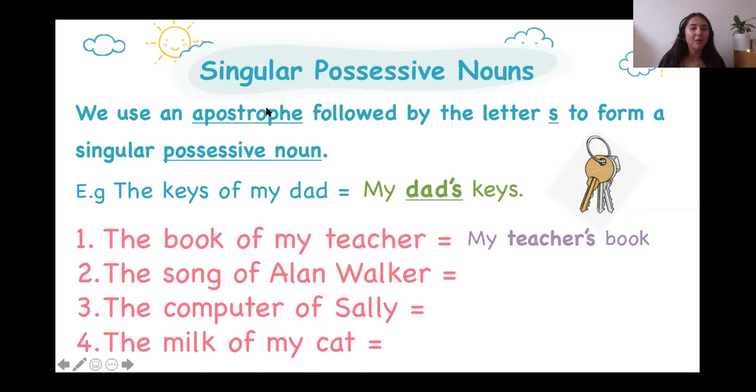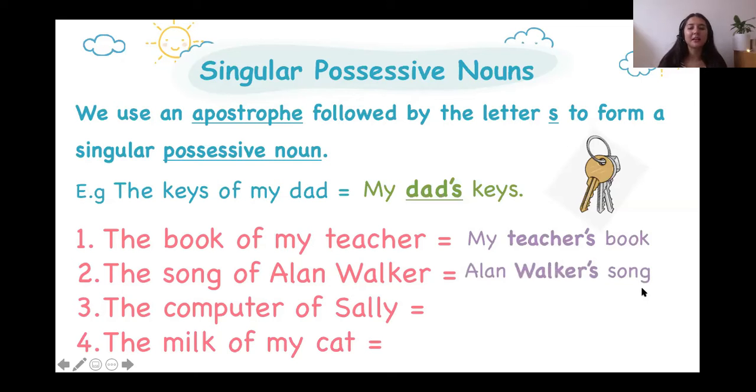Good girl, Kimmy. Okay, number 2, the song of Alan Walker. I know that many students like to listen to Alan Walker. So, the song of Alan Walker. How can we make this a sentence using a possessive noun? Let's go for Joey. Your hand is up. Joey, go ahead. The song of Alan Walker equals Alan Walker's song. Very good. How do you spell Walker's? WALKER'S. Very good. Well done.